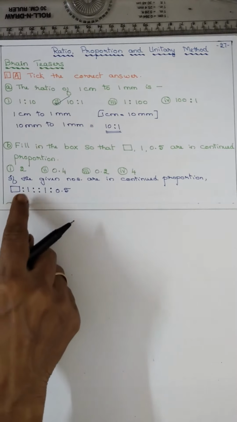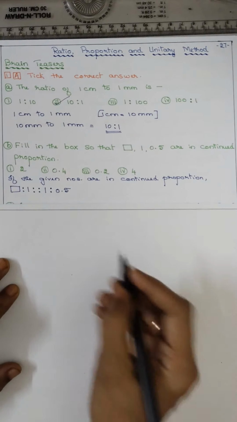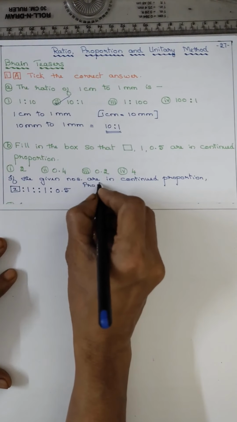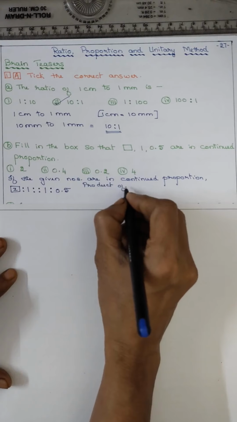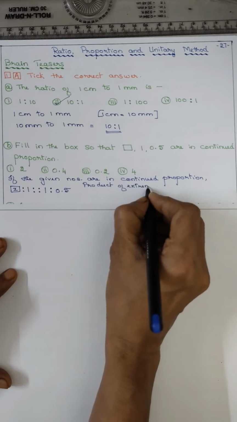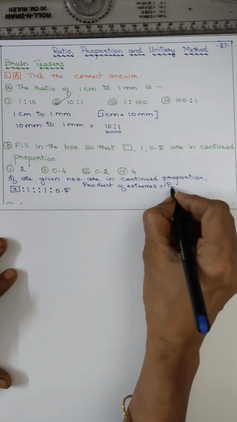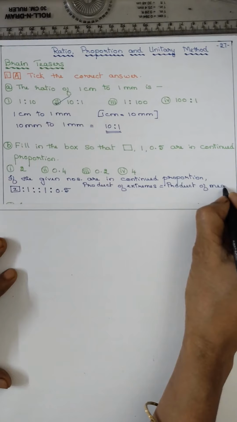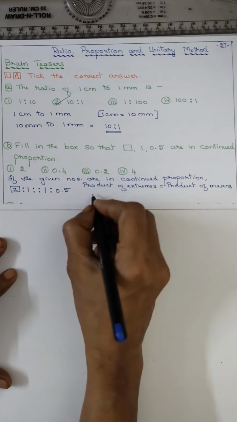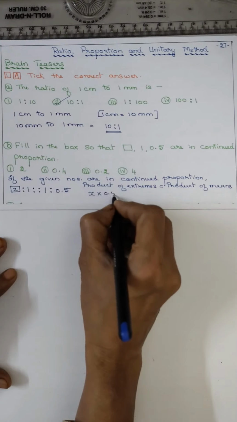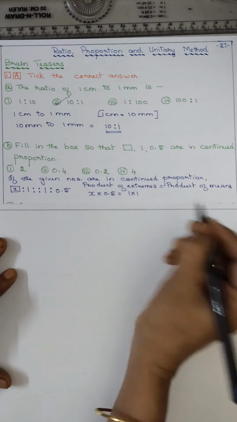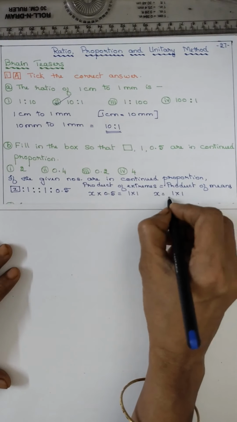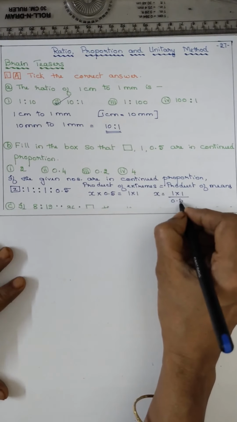So this is x. The product of extremes is equal to the product of means. Remember? So x into 0.5 is equal to 1 into 1. So x is equal to 1 into 1 upon 0.5.